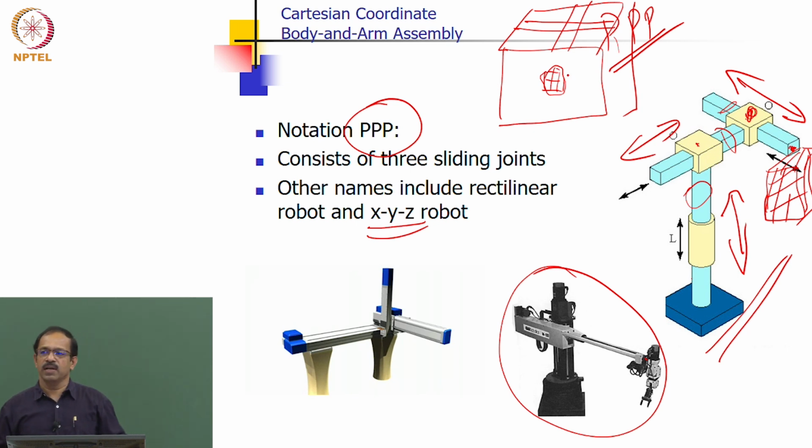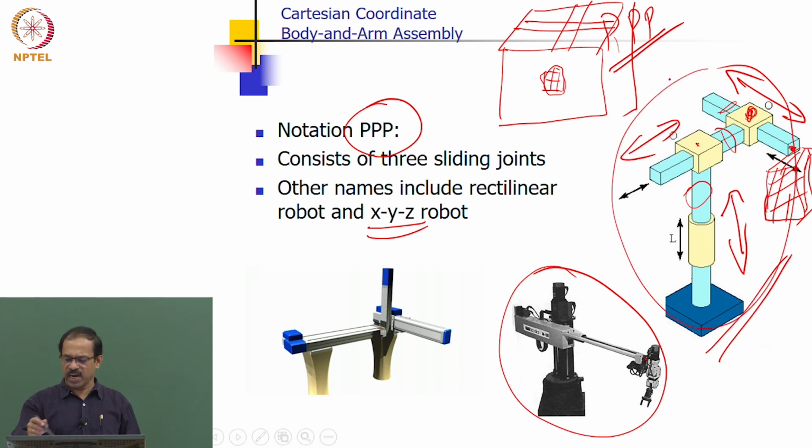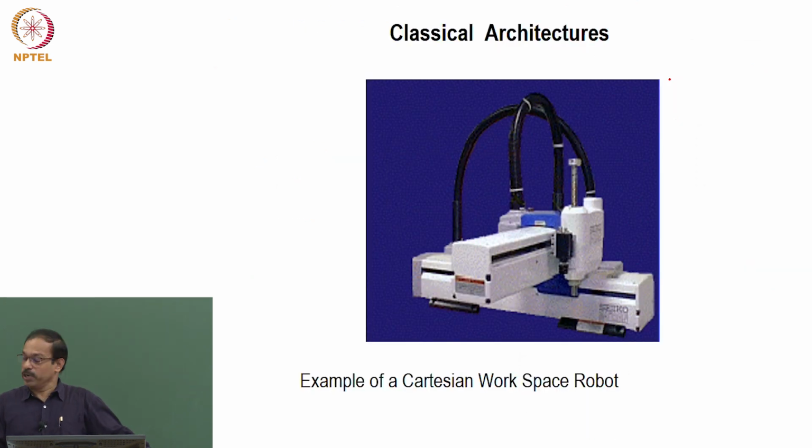So the overall size of the robot increases when you go for all prismatic joints. That is why this is not normally preferred. Most industrial robots won't go for this kind of configuration unless there is a specific requirement which warrants it. So that is the prismatic robot. This is a Cartesian workspace robot, or a prismatic robot.